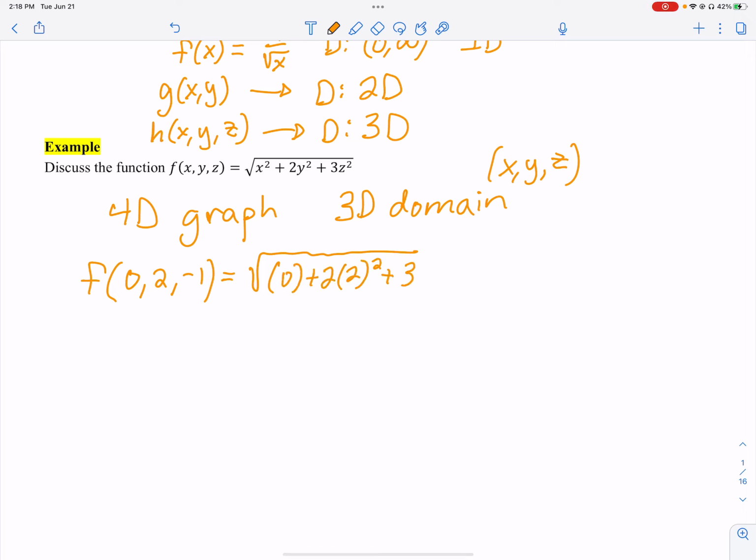But just to make sure that you understand how, if I have multiple inputs, I plug those in, we end up getting the square root of 11. Whatever this may be, this means I picked a point in space, right? In 3D space, (0, 2, -1), whatever that may be, it maps to the square root of 11.